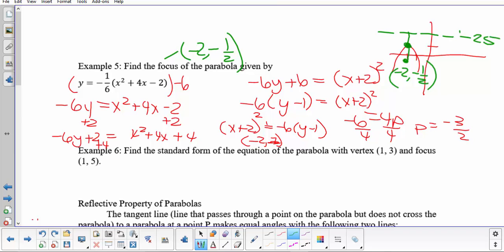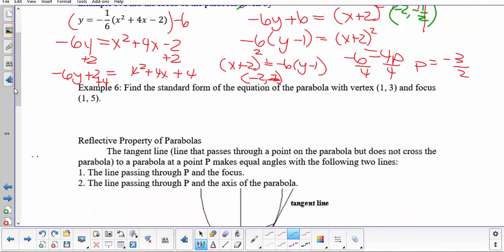And since this is a horizontal line, it would be y equals 2.5, or 5/2, either way. Example 6. Find the standard form of the equation of the parabola with vertex (1, 3) and focus (1, 5). Before watching me do this example, please pause the video and try it on your own. Then watch my explanation to make sure you got the right answer.